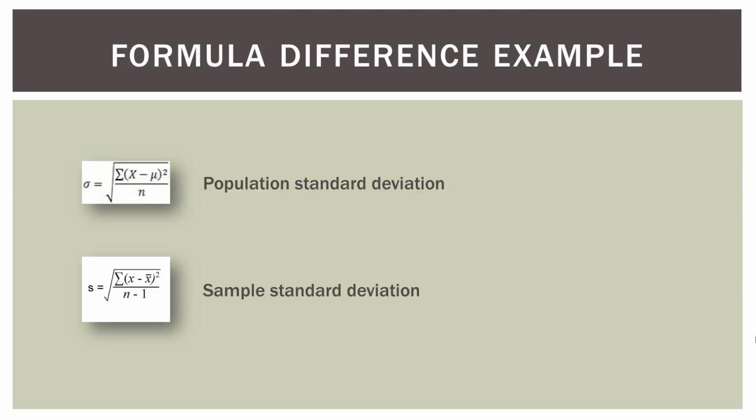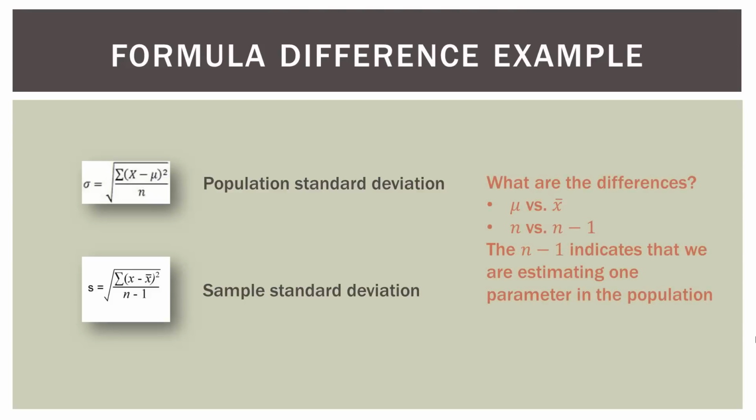Almost the exact same formula. So what are the differences? Well, we have mu on the top versus x bar on the bottom. We have n on top versus n minus 1 on the bottom. But structurally, these formulas are the same. Okay, they're basically doing the same thing. But because one is the sample and one is the population, there are subtle differences even when they're measuring the same thing. Now the n minus 1 on the bottom of the sample standard deviation just indicates that we're estimating a parameter in our population.